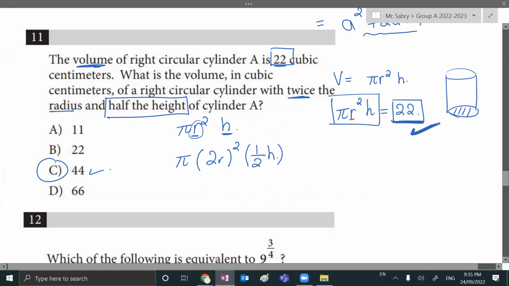Calculate this. Calculate 2 power 2, for example. 2 power 2 is 4, and the r power 2 is just r power 2. Now half as it is and the height as it is. Remember that all of this is multiplied by each other. So what is 4 multiplied by half? That will become 2. Half of the 4 is 2. And next to it, what? Next to it the pi still, then the r squared still, then the h still. Is there anyone who doesn't understand anything until this step?